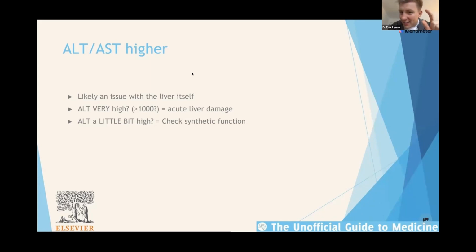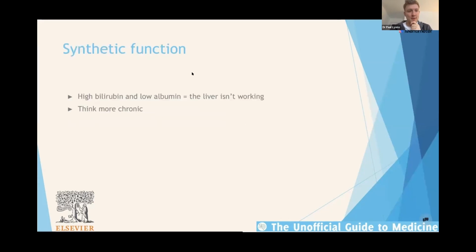ALT is a little bit high, right? We need to do some more steps. We have to check the synthetic function of the liver. Is the liver able to make it? Next, synthetic function. All I mean by that is the bilirubin and the albumin. If the albumin is low, the liver isn't able to make albumin. That's why it's low. The liver makes albumin. That's why it's low. The liver isn't working. If the bilirubin is high, it isn't conjugating bilirubin, it isn't getting rid of bilirubin, the liver isn't working. So if the ALT is a little bit high, the liver isn't working, and that's probably because of a chronic issue.